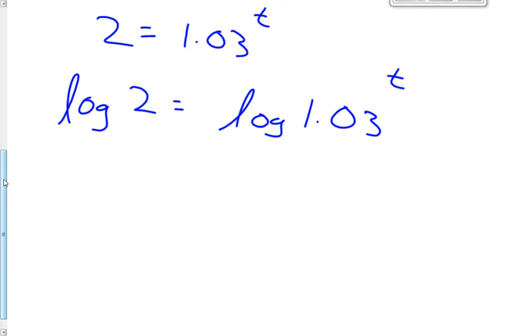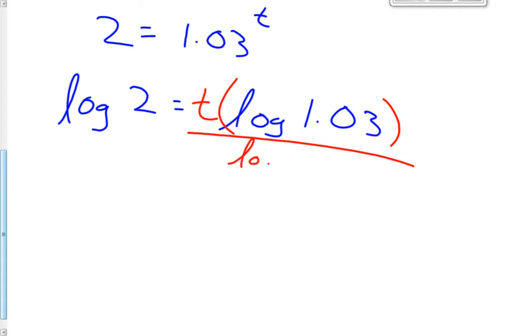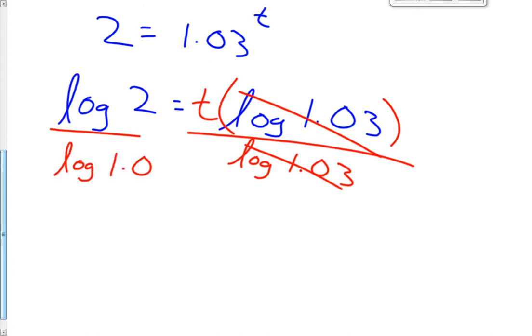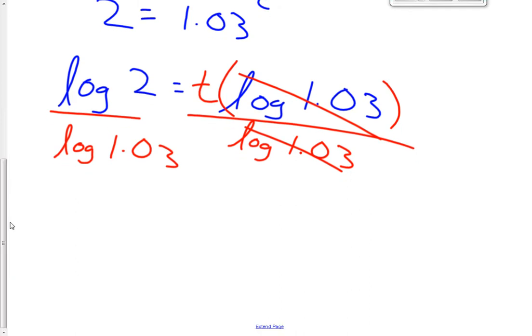And then I'm going to do this in this step, class. I'm going to use the power property of logs and say that if it's an exponent, it can come out in front as a coefficient. So t is now multiplied by the log of 1.03. So to get my answer, I'm going to divide both sides by the log of 1.03, and now I have t all by itself. So why don't you guys do that in your calculator? What is the log of 2 divided by the log of 1.03?